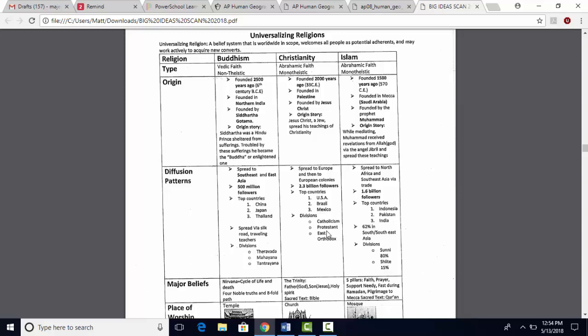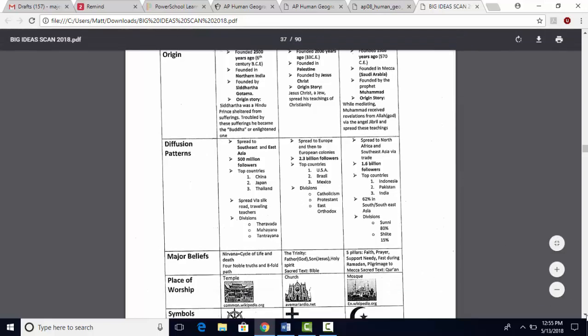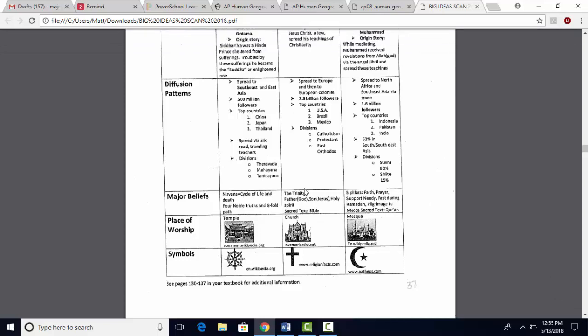Of course, you know that Catholics believe in the Trinity, right? The Father, the Son, and the Holy Ghost. However, Protestants do not. They just give significance to God and to Jesus, His Son, according to their beliefs. The sacred text is the Bible, right? It's the New Testament for the most part. The church is their house of worship. And of course, the crucifix or the cross is their religious symbol.